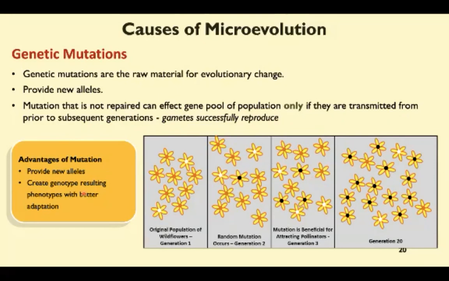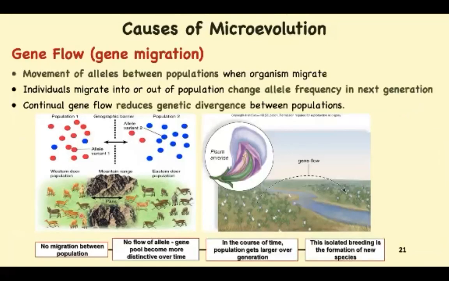Okay. So these are advantages of mutation, provide new alleles and also create genotype resulting phenotype with better adaptation. Okay, this is satu point, which is genetic mutation. So another cause of microevolution is gene flow or gene migration. Gene flow is caused by gene migration. Okay, so gene flow is because of the movement of alleles between population when organism migrate.